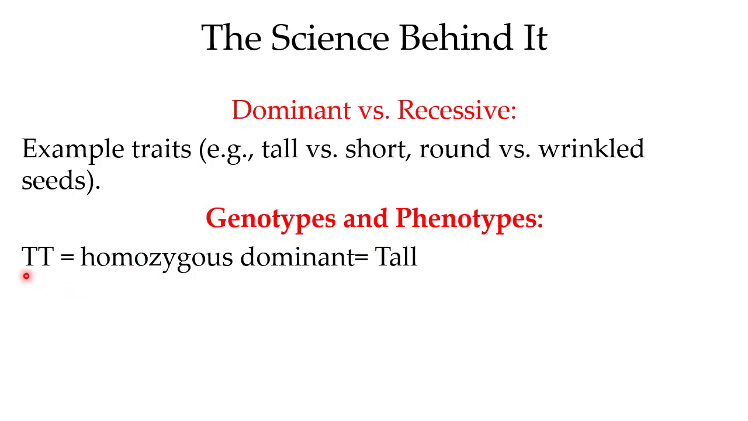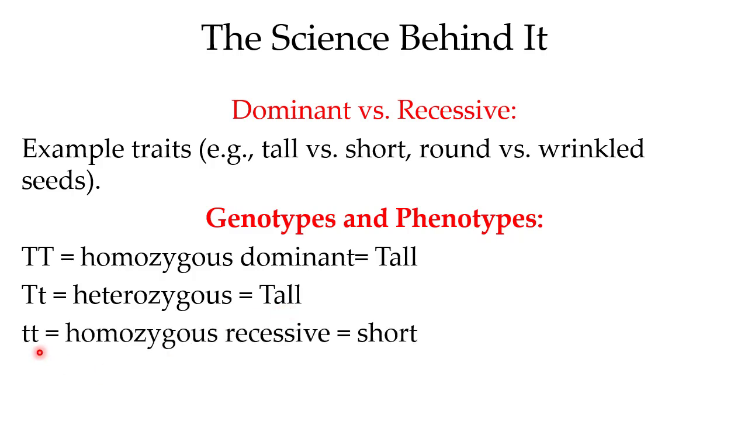For example, this capital T and capital T, that is homozygous and dominant in nature, so it is going to give you a tall plant. Similarly, if you look at this one, the capital T and the small t, that is heterozygous, but the capital T is dominant over the small t, so it is going to express itself in the heterozygous condition, suppressing the appearance of the small t trait. So again you are going to get the tall one.